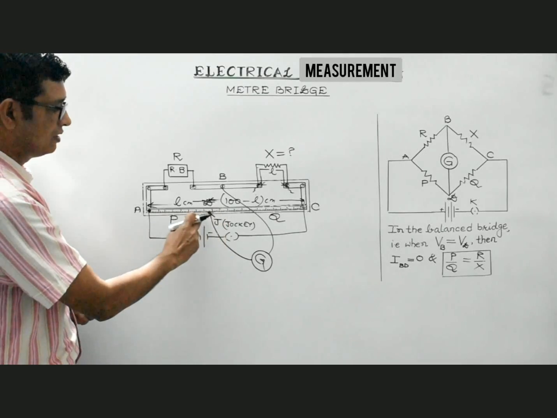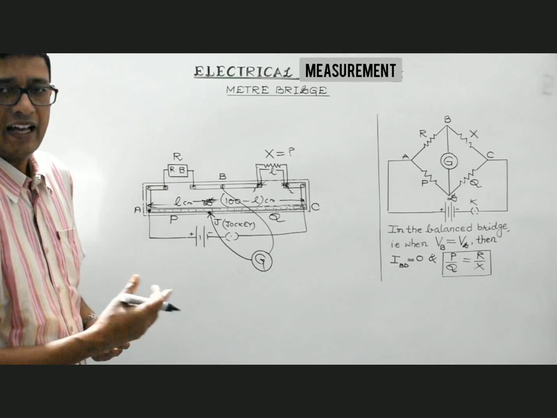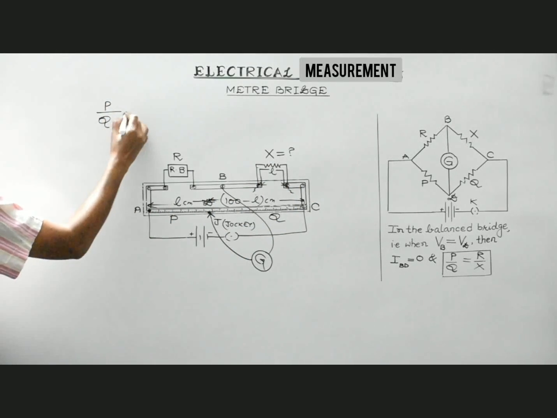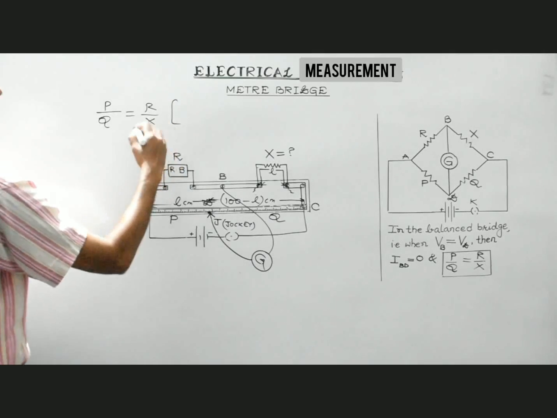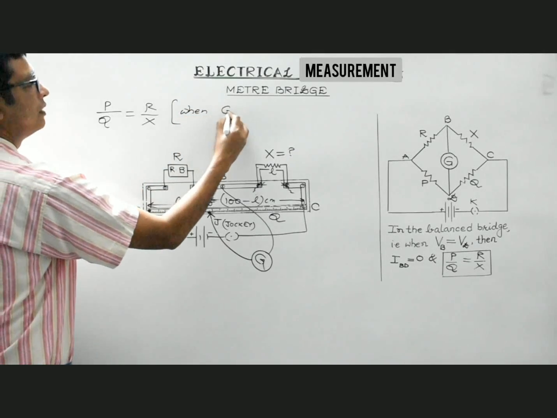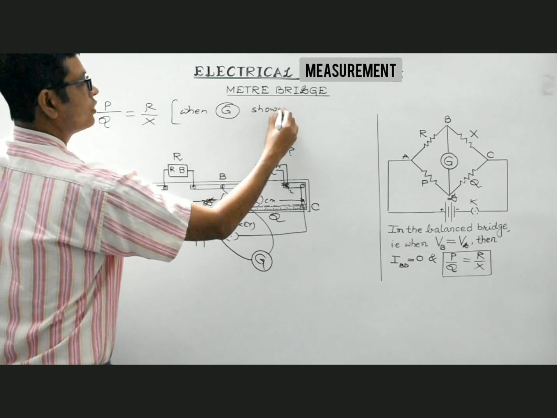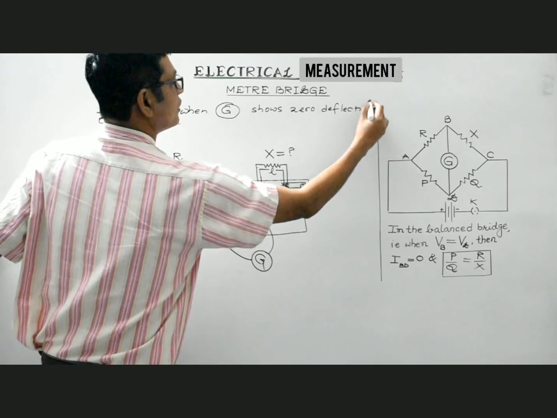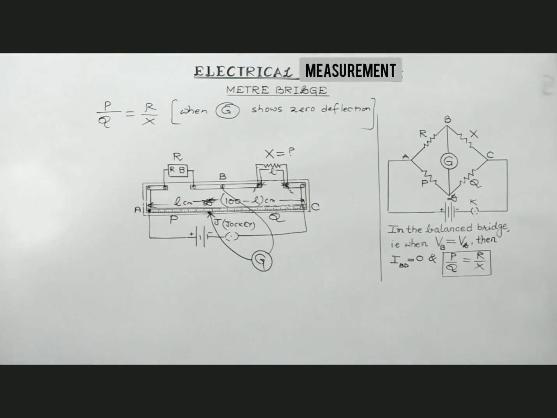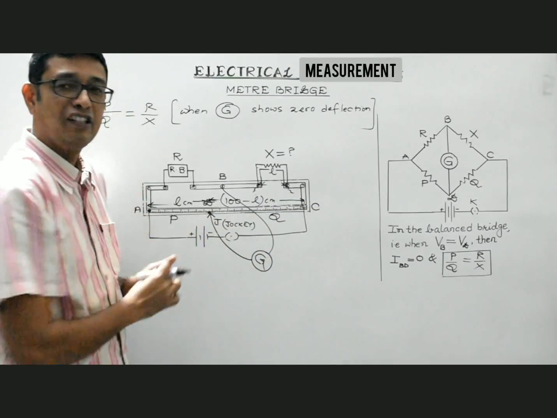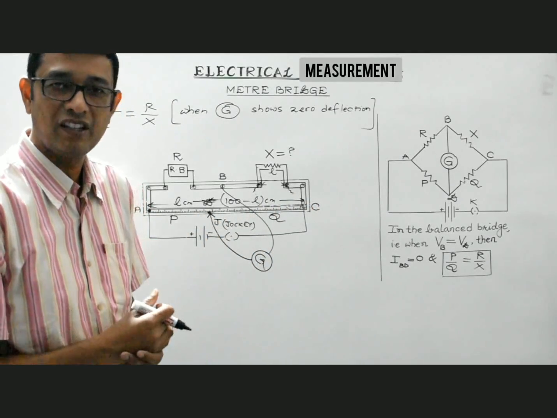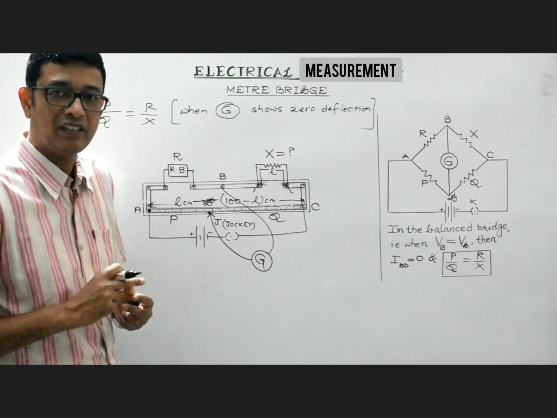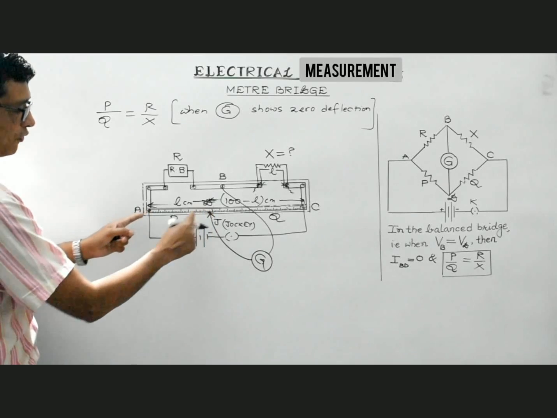So experimentally we can easily determine the value of L. And as we have discussed, in the balanced condition, P by Q is equal to R by X. Balanced condition means when the galvanometer shows zero deflection. This is when the bridge is said to be balanced, right? And as we are aware, this standard resistance wire is of uniform cross-sectional area. So students, resistance offered by the wire would be directly proportional to its length. Therefore, this portion is offering resistance P.